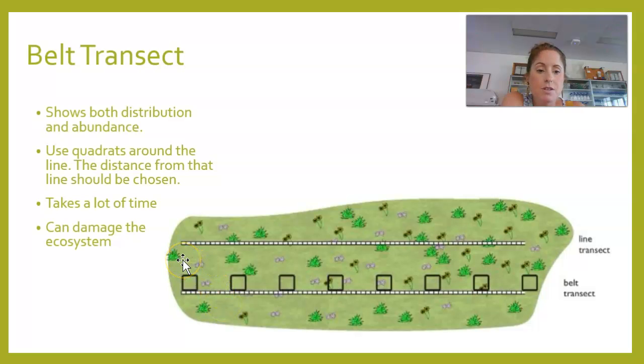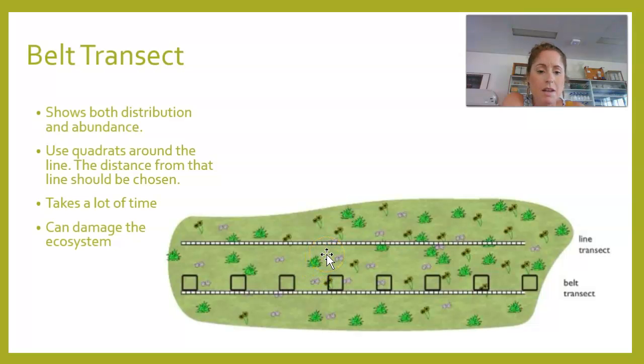Lastly, you can do a belt transect. Belt transects are useful because we can show not only the distribution along the transect, but also the abundance. Oftentimes what happens is we put down a transect and then we use quadrats. This one only has one quadrat, but we usually go out in both directions, between two lines, and we would have a lot of sampling to do.